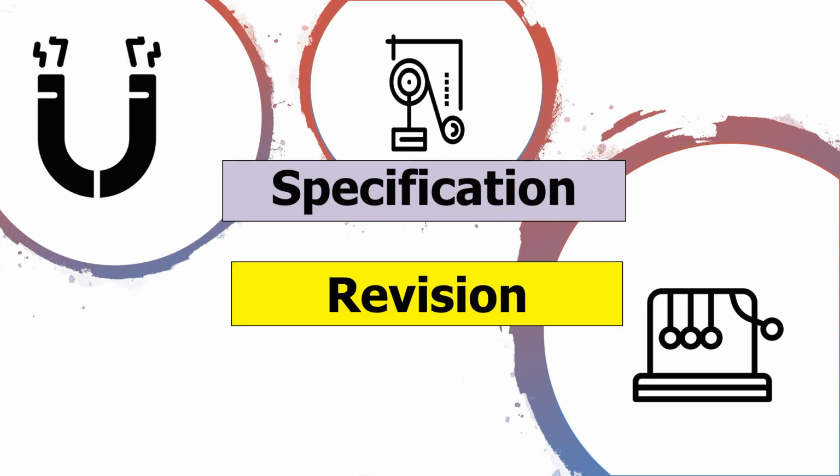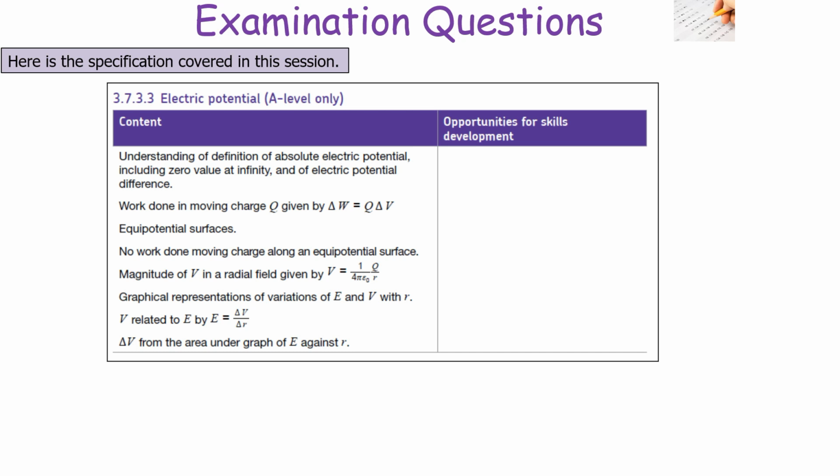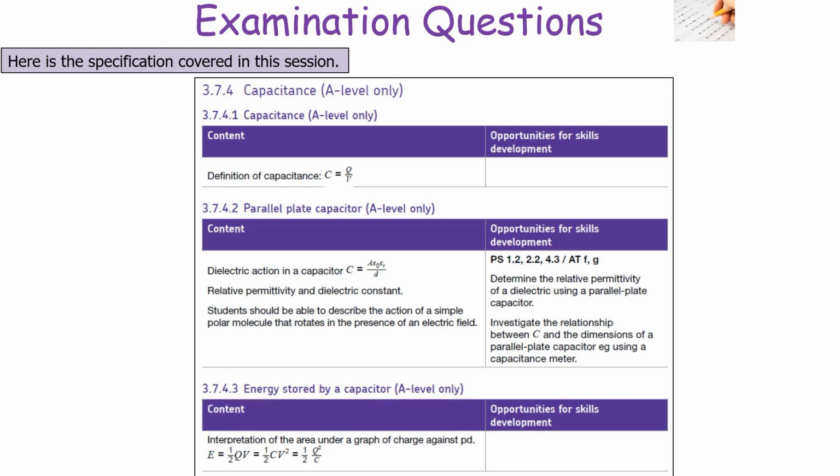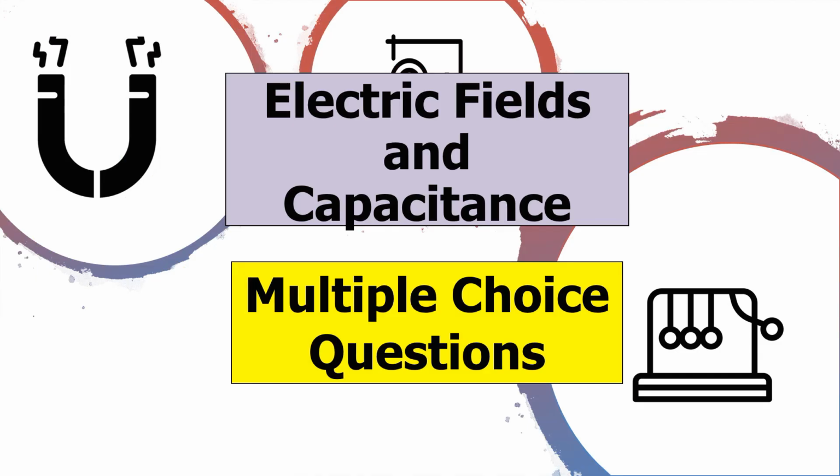So what part of the specification are we covering in today's revision session? Well, we're going to be looking at 3.7.3 electric fields, which includes ideas on Coulomb's law, electric field strength, and electric potential. We're then also going to look at 3.7.4 capacitance, which covers the definition of capacitance, parallel plate capacitors, energy stored by a capacitor, and finally capacitor charge and discharge. So let's have a look now at a few multiple choice questions on electric fields and capacitance.